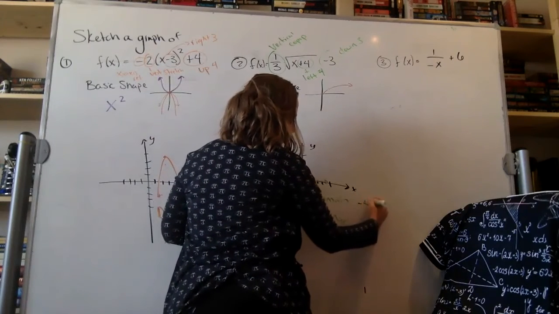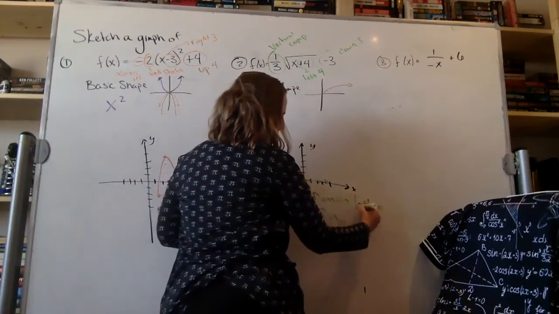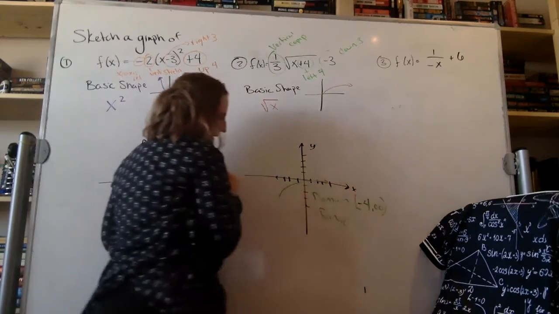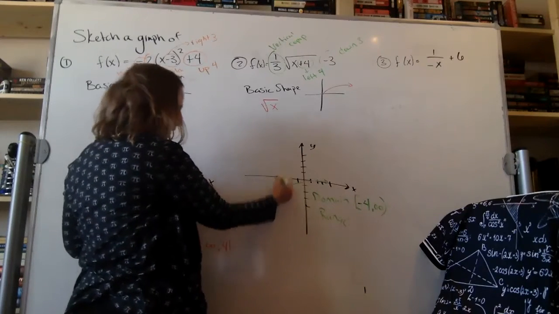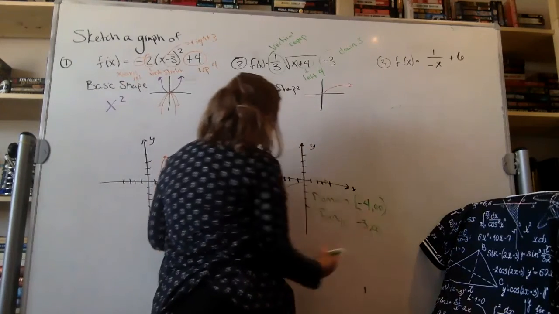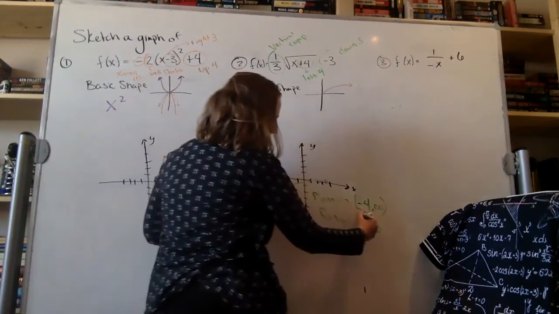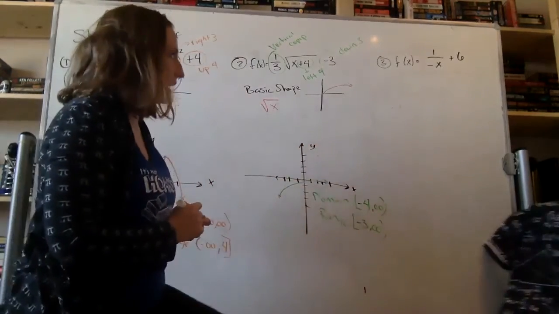We're going to start at negative 4 and go to infinity. Negative 4 is included, so I use a bracket. We never include infinity. Our range is going to start here at negative 3 and go forever. We're going to start at negative 3 and go to positive infinity. Again, negative 3 itself is included, and we never include infinity. So there's our domain and range of that guy.